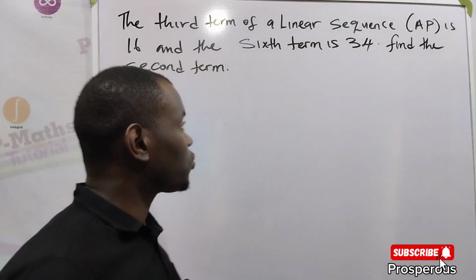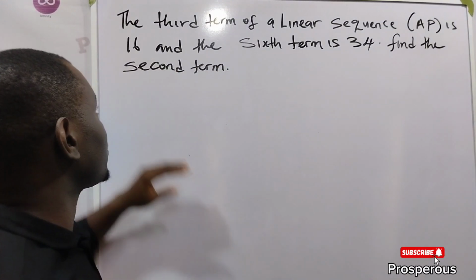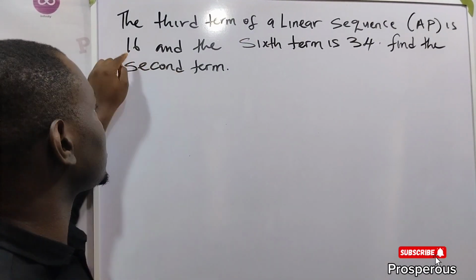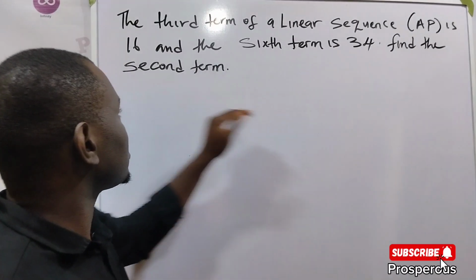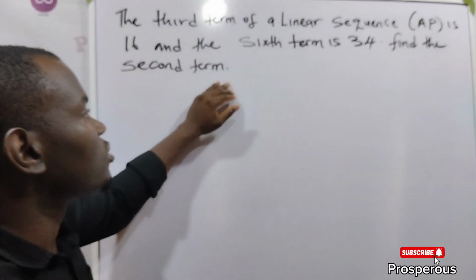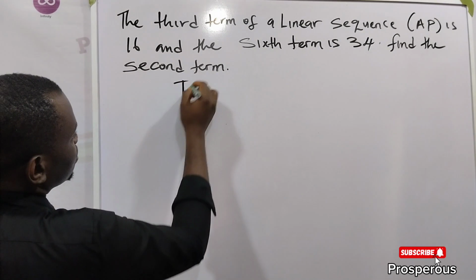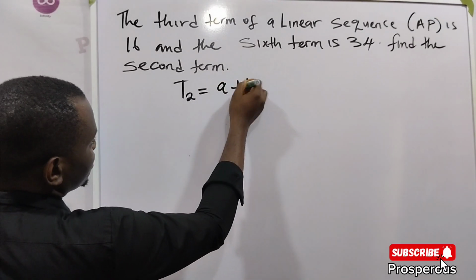We have another interesting question on arithmetic progression on the board. Let's see how we can solve it. The third term of a linear sequence (AP) is 16 and the sixth term is 34. Find the second term.